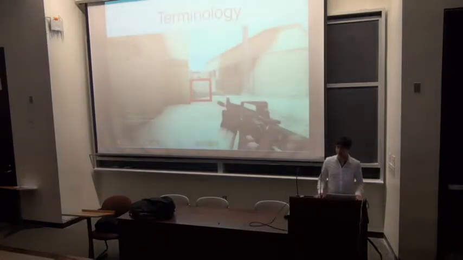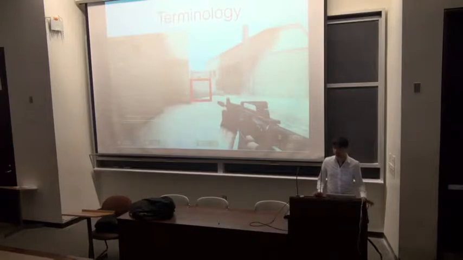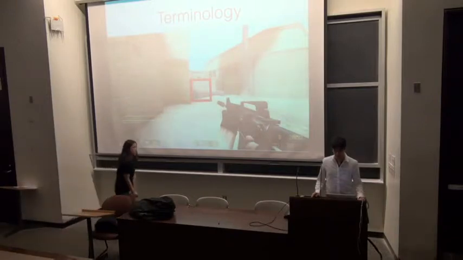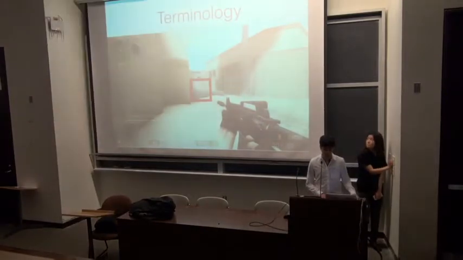So for anyone unfamiliar with first-person shooters, I'll go over a bit of terminology. This is a screenshot from Counter-Strike Source. The crosshair is the thing at the center of the screen in the giant red box. And it's basically what our player is aiming at. And a TriggerBot is some software that we run, which will automatically fire when our crosshair is over an enemy.